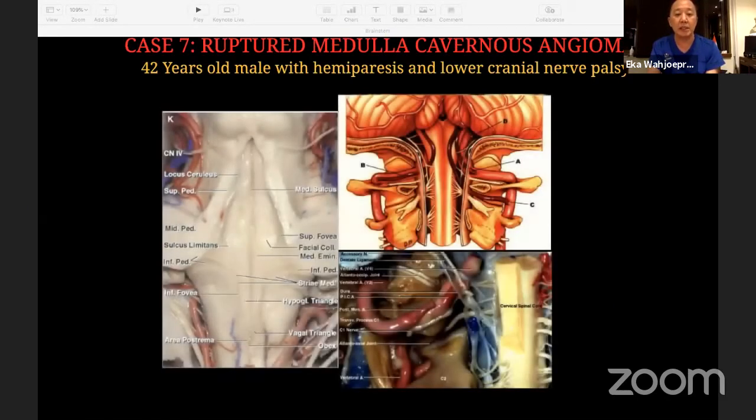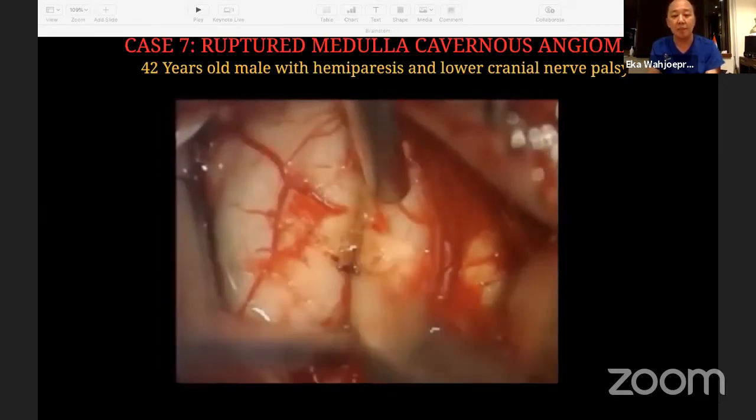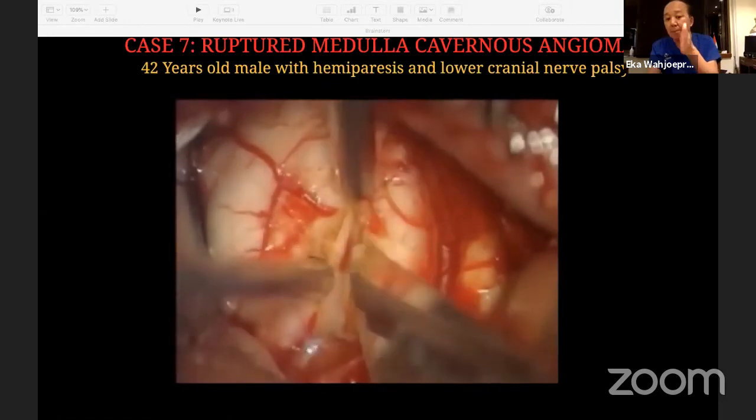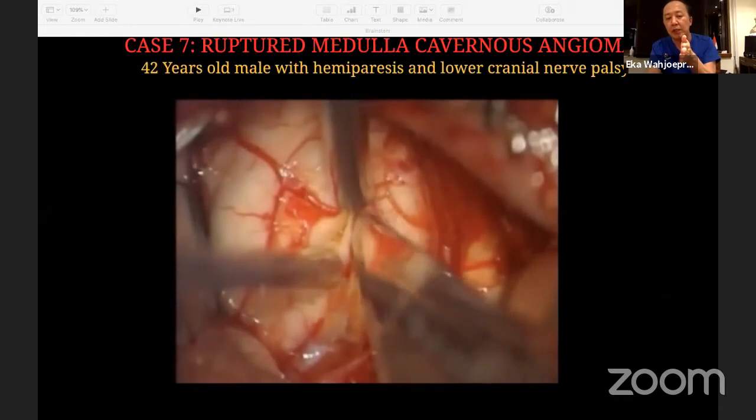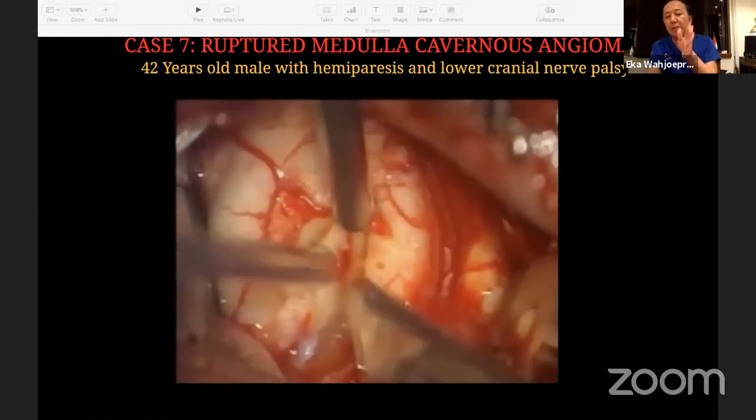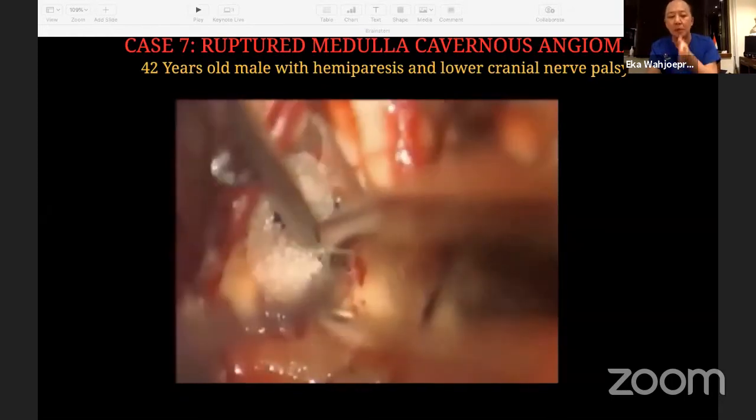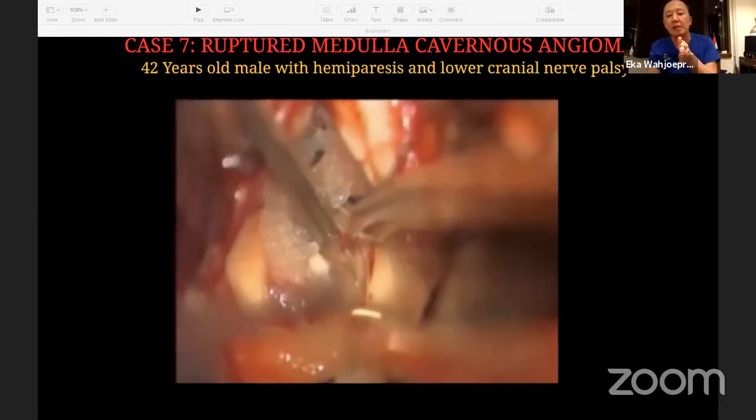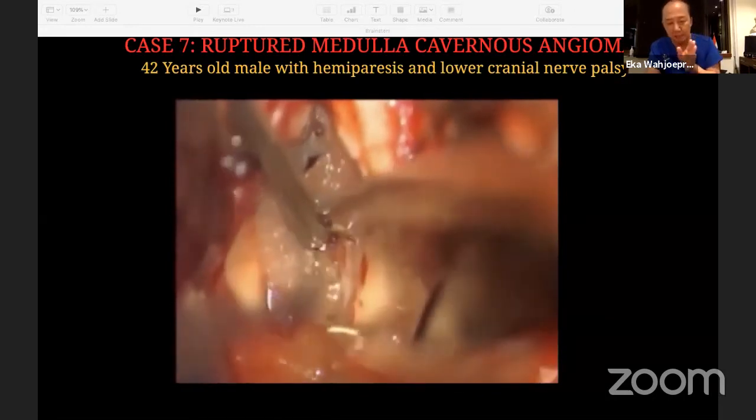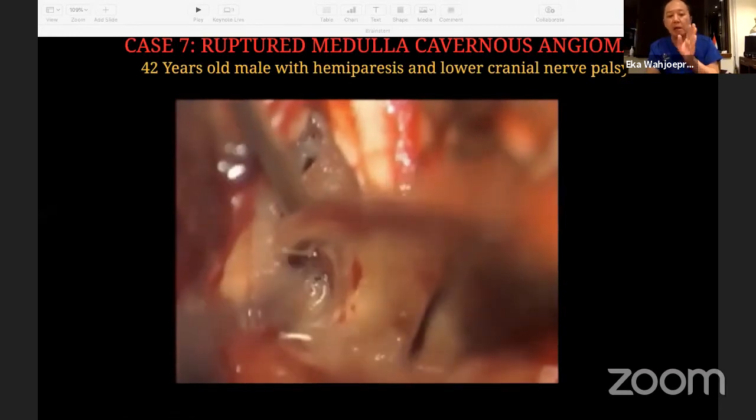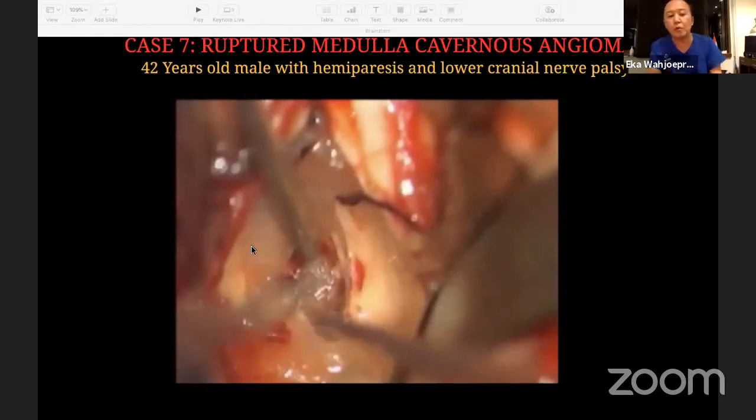So again, this is the anatomy already explained by Thomas. And you can see here, prone position, there's a midline approach. Because the cavernoma is located not superficially but beneath, we need a strictly midline approach, go down, then we can find the cavernoma there. And again, a very, very delicate approach, because the medulla is very small, and over there, there are so many nuclei.